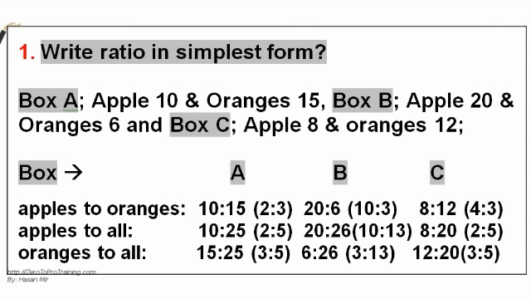Next, ratios reading from table: apples to oranges, box A 2:3, B 10:3, C 4:3. Apples to all, box A 2:5, B 10:13, C 2:5. Oranges to all, box A 3:5, B 3:13, C 3:5.